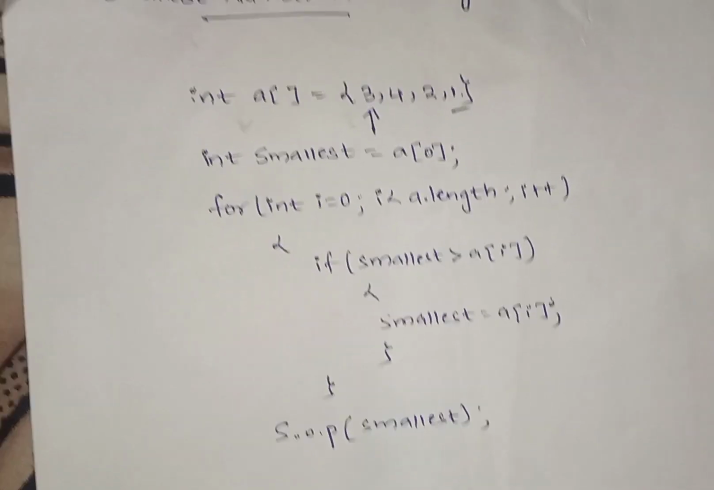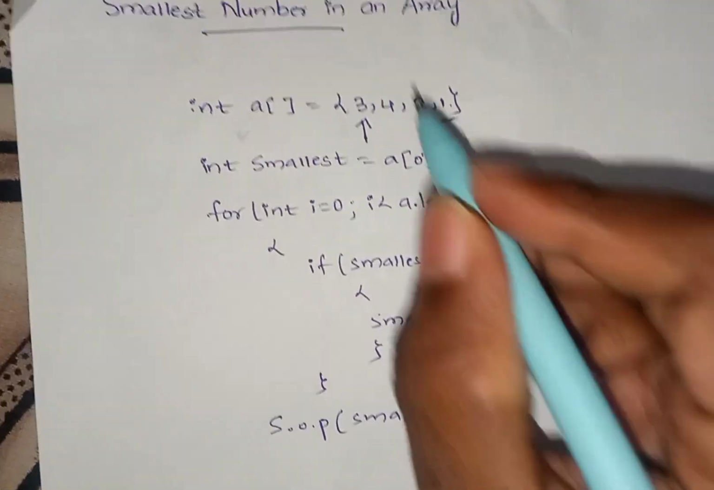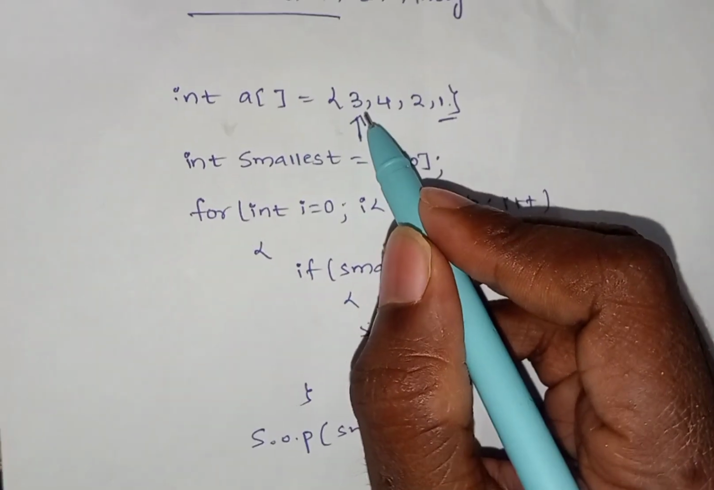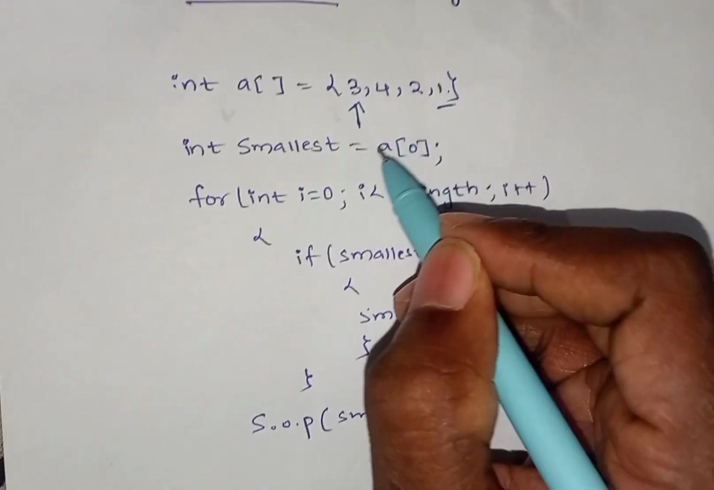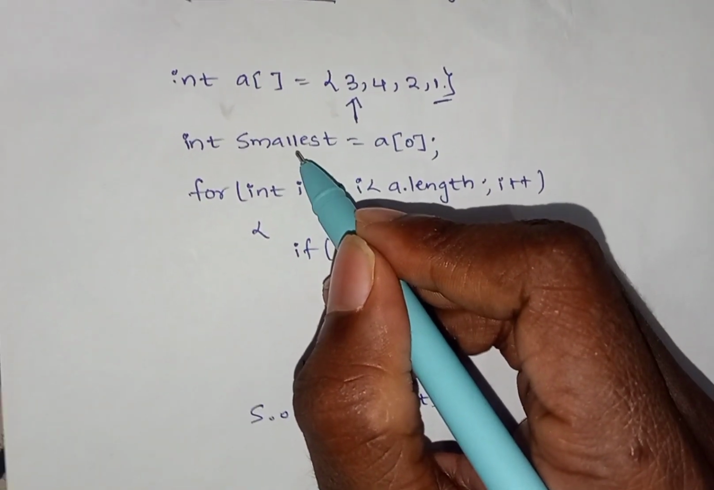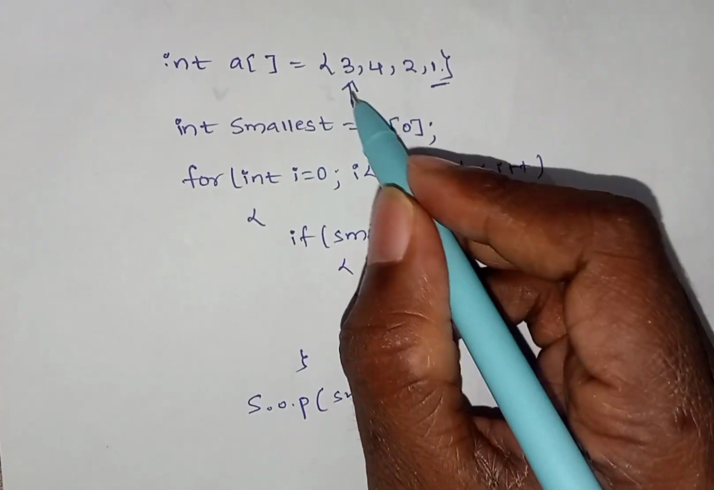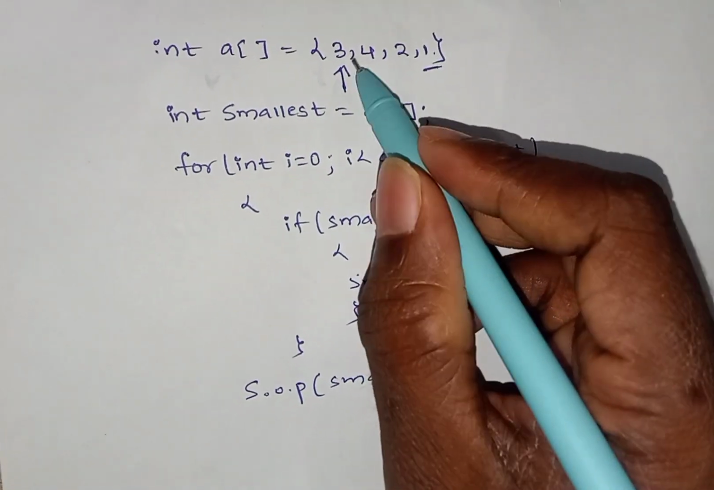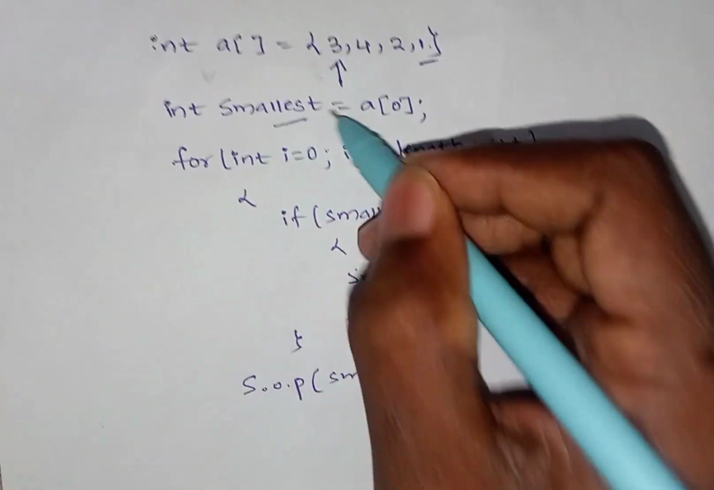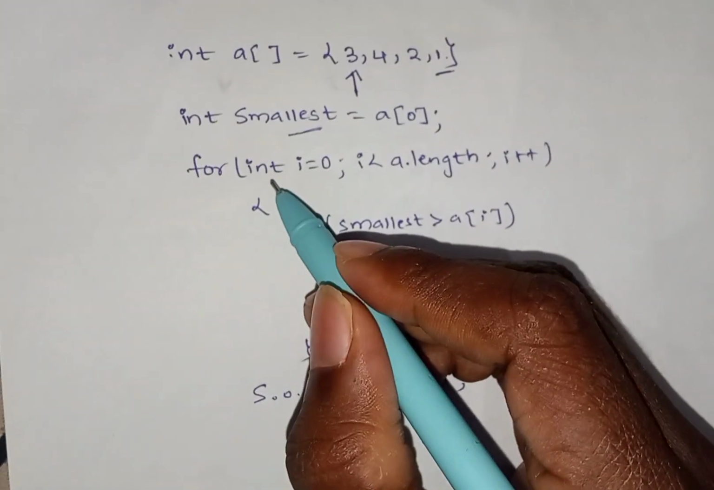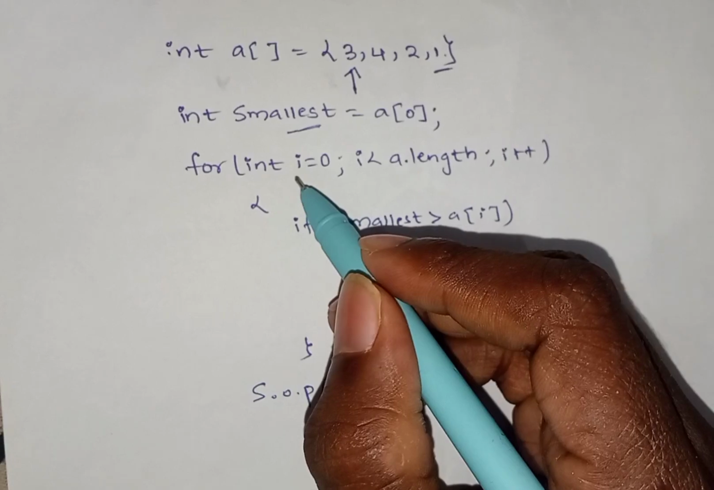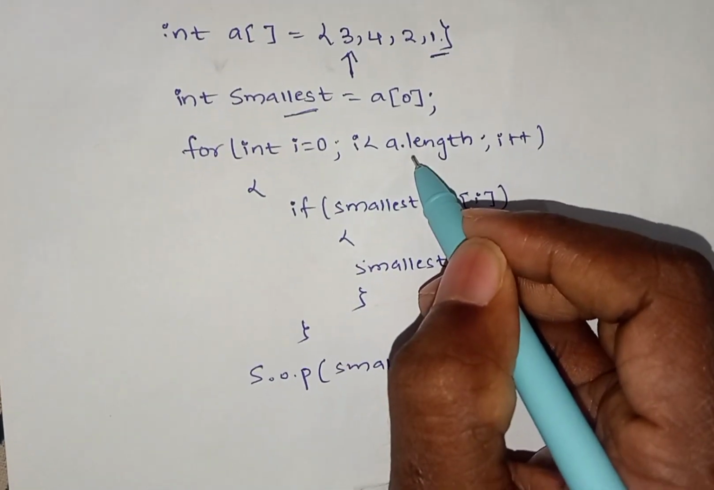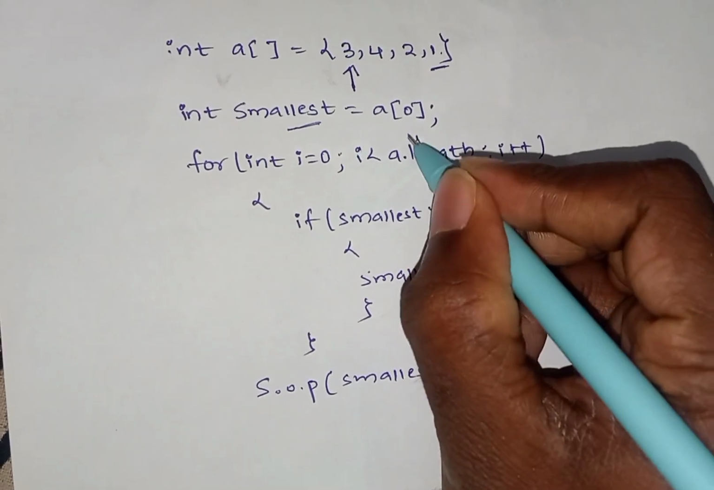See, now let us see how it actually works. So at first we have declared an array of type int and stored the values 3, 4, 2, 1, and then we have taken a variable smallest. In it we stored the first element 3, that is at position 0, so we have taken a of 0, that is 3 will be stored into smallest. Now it will check for the for loop, that is int i equals 0 and i less than a dot length. So a dot length means it is 4, right?